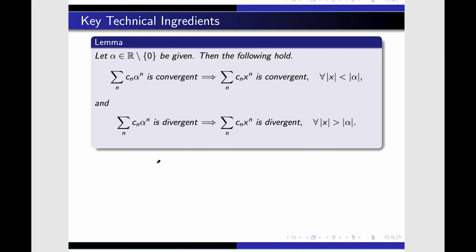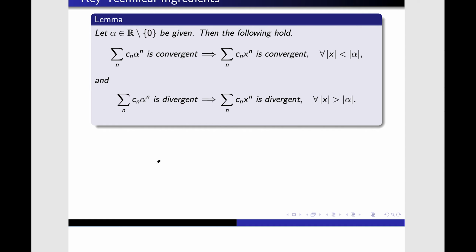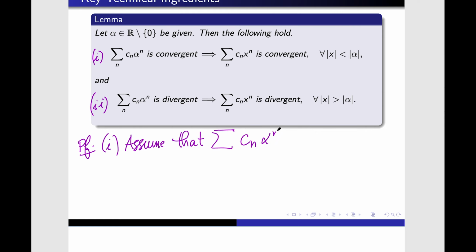Okay, so let's prove this. Let's call this 1, and let's call this 2. Let's prove 1 first. So let's assume that this series is convergent. What does it mean that this series is convergent? It implies that those terms go to 0 as n goes to infinity. So thus, the limit as n goes to infinity of these terms is equal to 0 by the test for divergence, correct? Because if this doesn't go to 0, then we're going to have the divergence of the series.